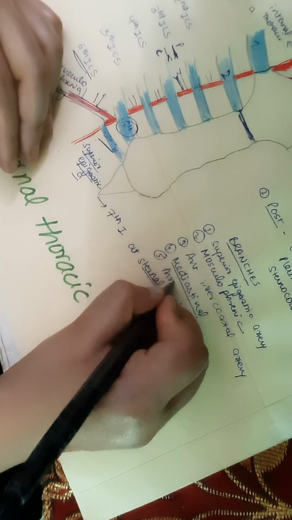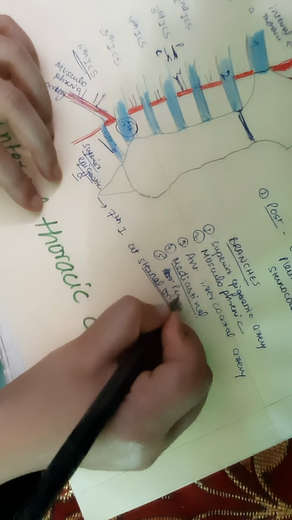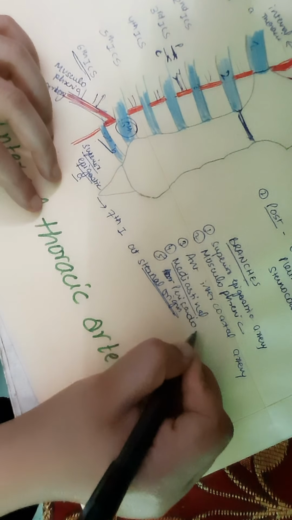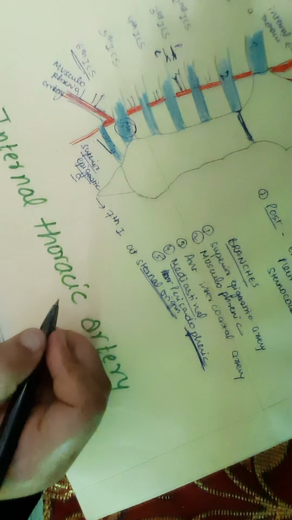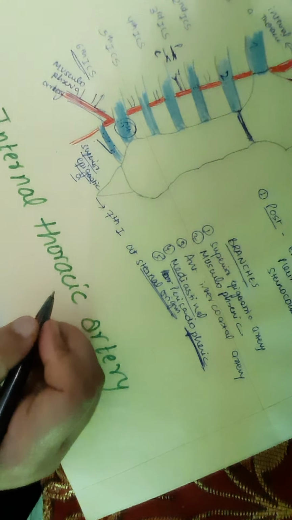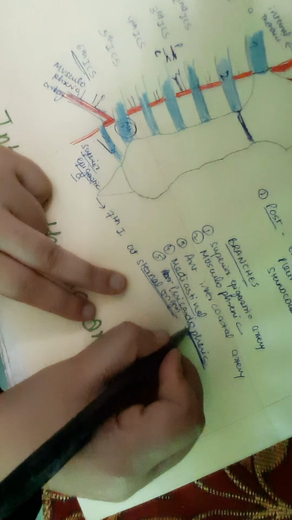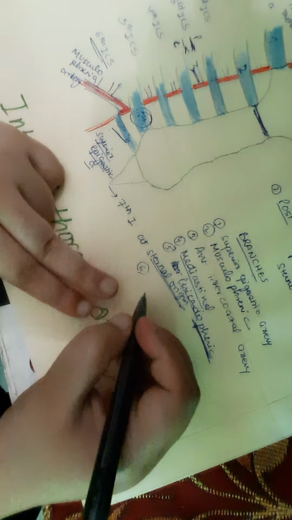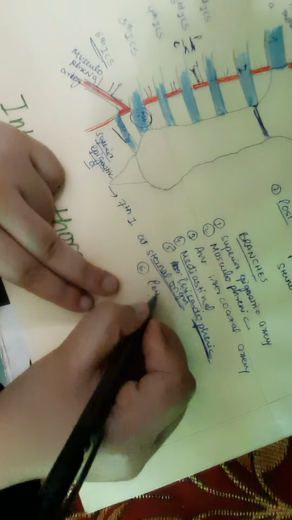Then there is one very important branch, the pericardiophrenic arteries. In the pericardiophrenic artery, you first have to look at phrenic: this artery is going to accompany the phrenic nerve. It's going to go towards the diaphragm, and it's also going to supply the pericardium and the pleura. Okay, and the last very important artery that we have is the perforating branches.